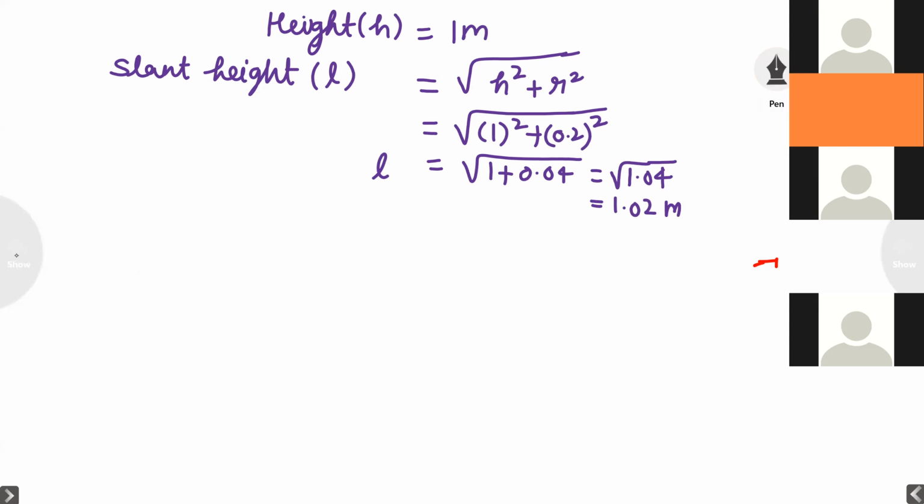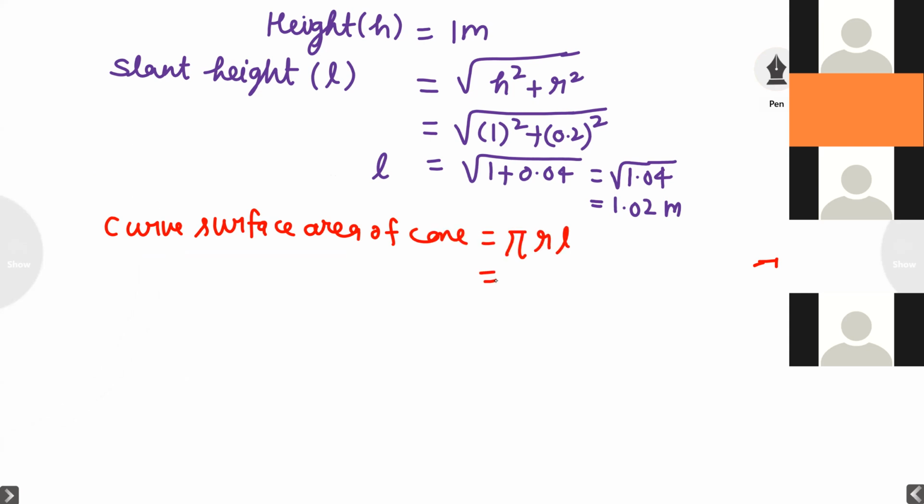Now what is the question asking? Firstly, I want to find out curved surface area, then curved surface area of 50 cones, then cost of painting of all cones at rupees 12 per meter square. Okay. Curved surface area of cone is equal to pi r l. Pi value he has given, take 3.14. 3.14 into radius is 0.2 and slant height is 1.02.